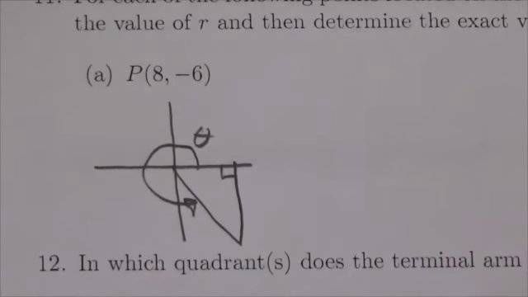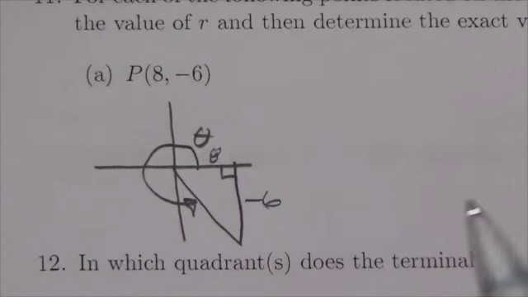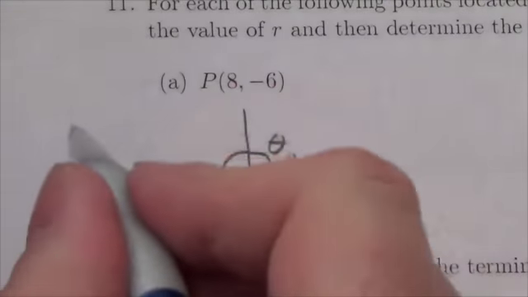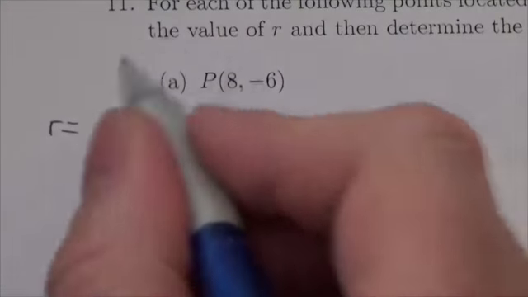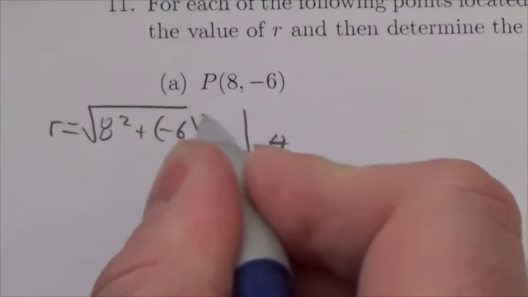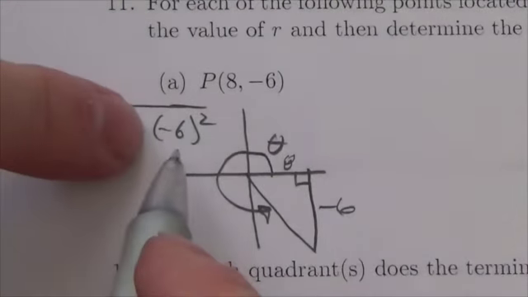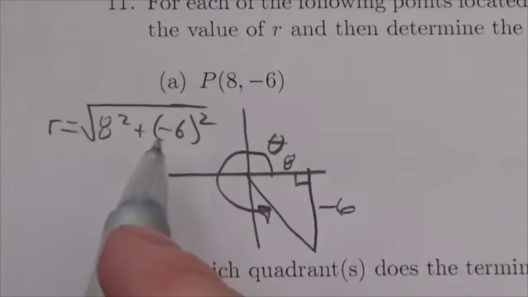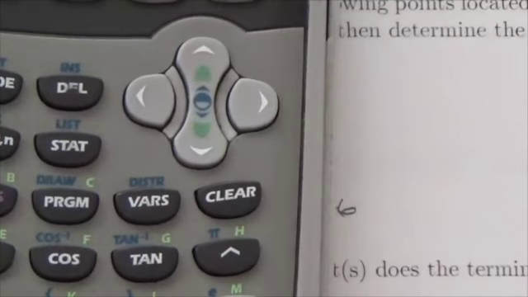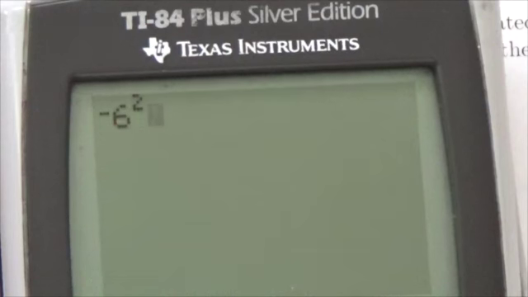Here's my triangle that I'm working with, and that's going to have an x-coordinate of 8 and a y-coordinate of -6. Now, applying the Pythagorean theorem to that, r will be the square root of 8 squared plus (-6) squared. When you do this, one of the more common mistakes made is to not put brackets there. If you just enter -6 into your calculator and square that, and people do this all the time, you get -36.